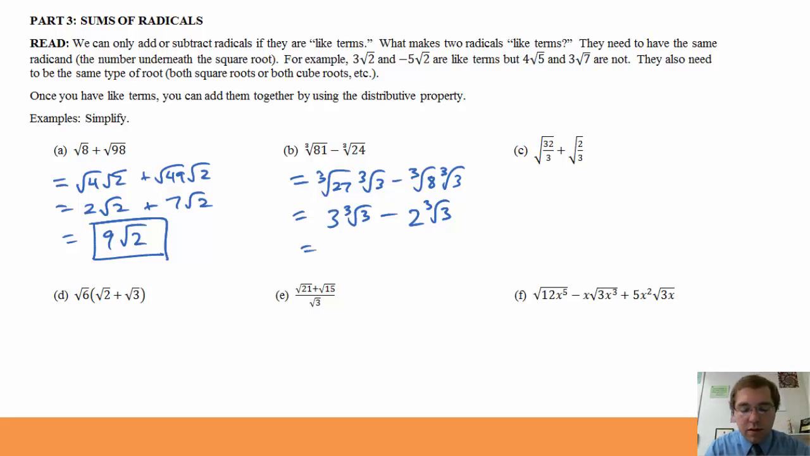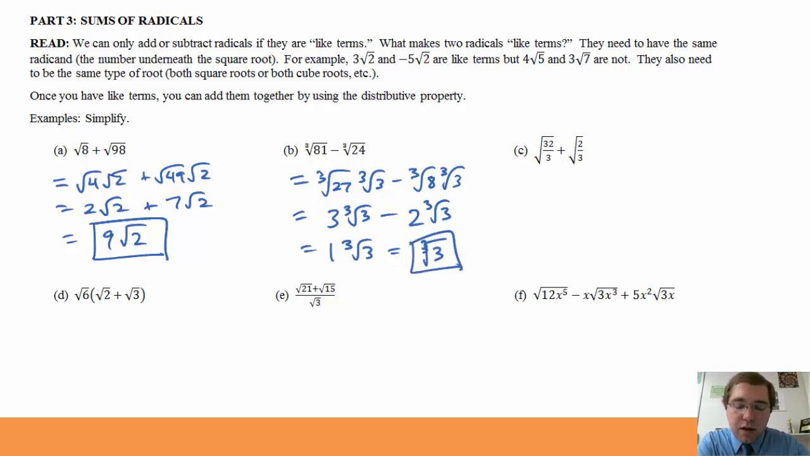So I've got 3 cube roots of 3 minus 2 cube roots of 3. That'll give me 1 cube root of 3. But I, of course, don't need to write that 1 in the front, because multiplying by 1 doesn't change anything, so this is just the cube root of 3.